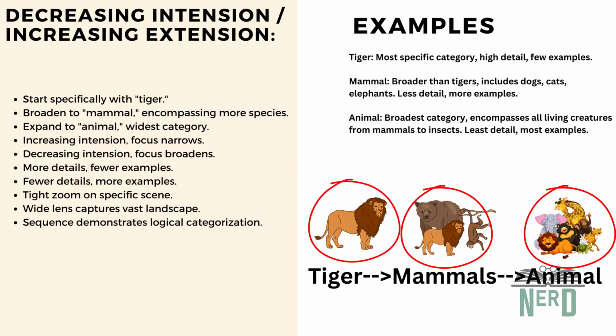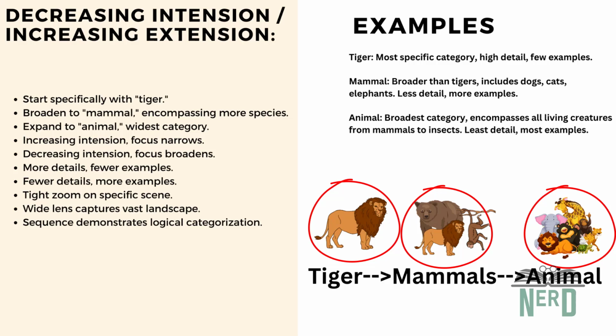Mammal. Now let's zoom out a bit. Mammals include tigers, but also many other animals like dogs, cats, elephants, and humans. The intention decreases because we're using fewer specific attributes that apply across a broader group. All mammals share certain traits like having fur or hair and producing milk for their young, but these traits are less specific than those used to describe tigers alone. The extension increases because we're now including a much larger group of animals.